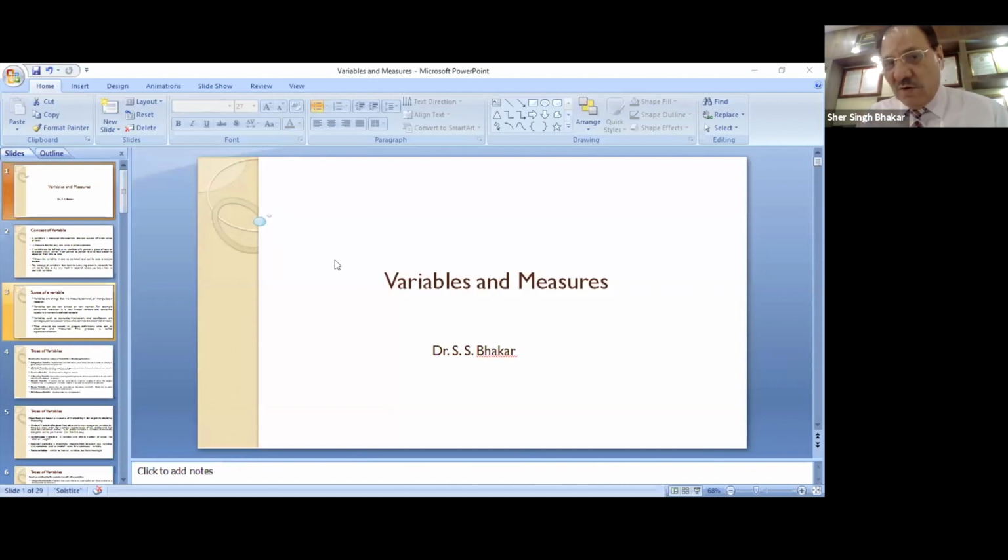So the next session is on variables and measures. I have classified the variables into 3-4 categories to understand them clearly. We are going to look at all of them. But before that, we need to understand what a variable is.